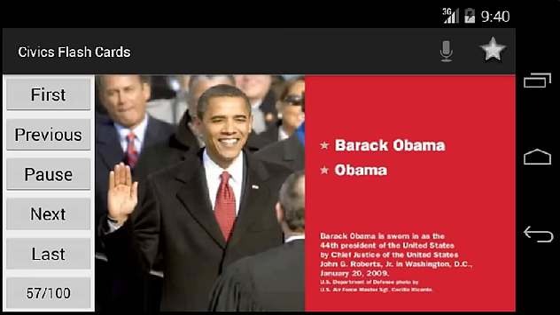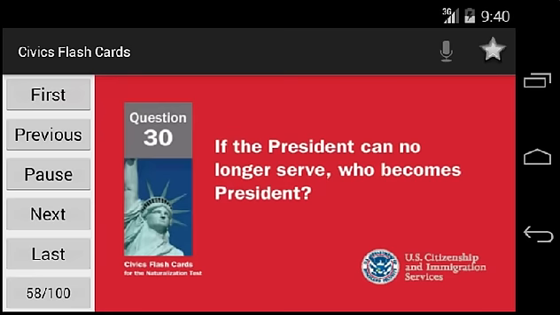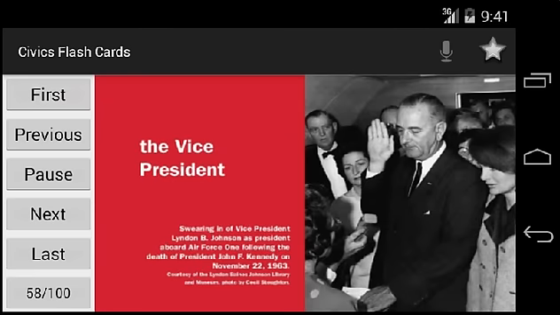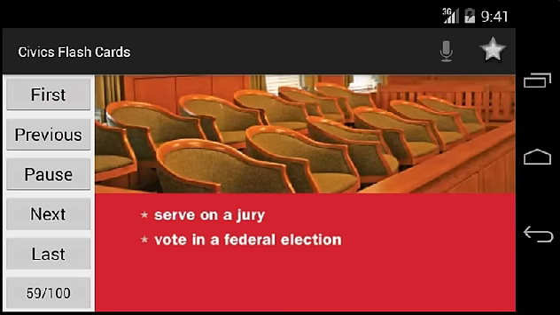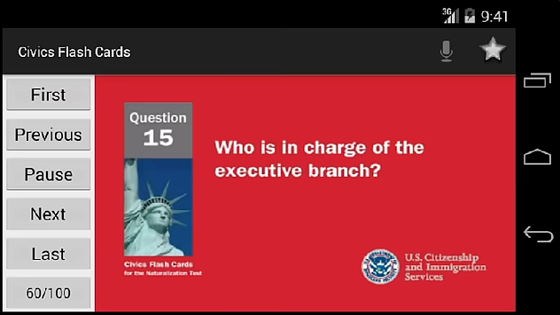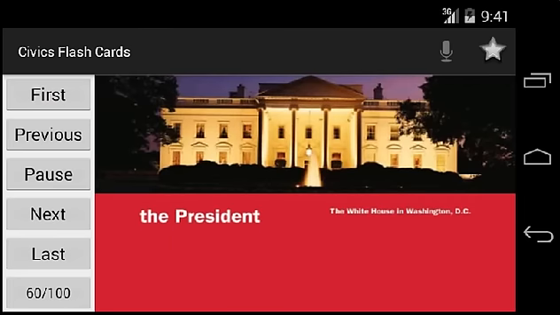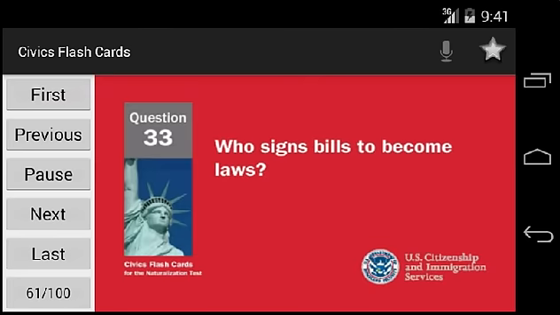Obama. If the President can no longer serve, who becomes president? The vice president. What is one responsibility that is only for United States citizens? Serve on a jury. Vote in a federal election. Who is in charge of the executive branch? The president. Who signs bills to become laws?